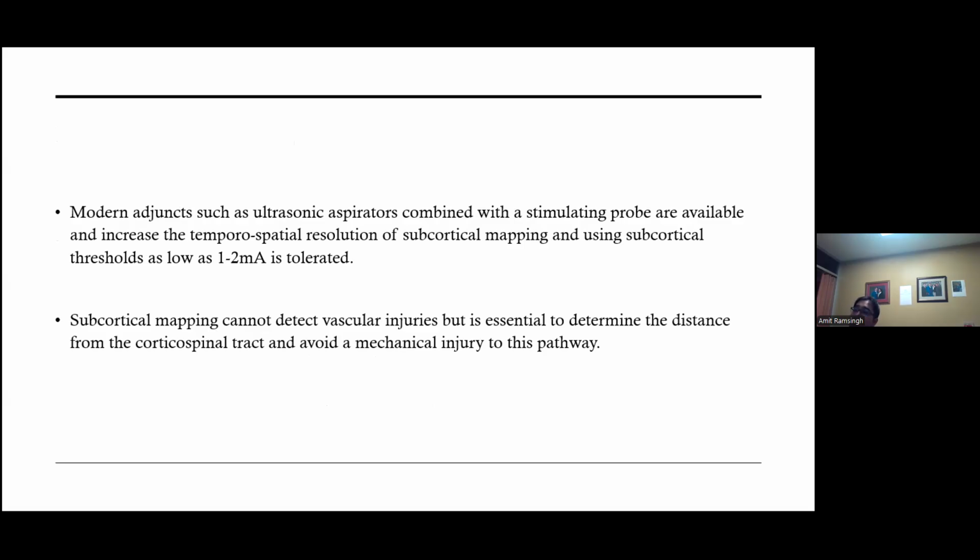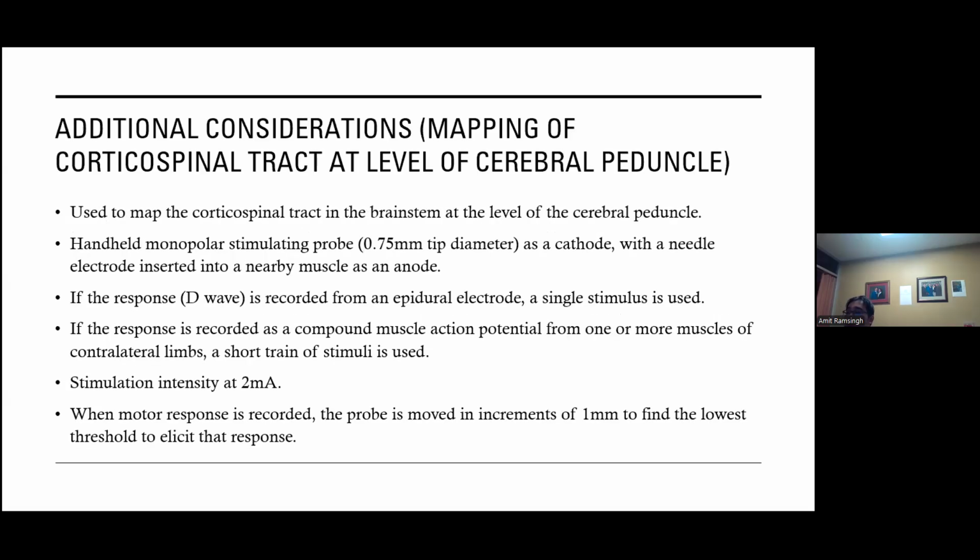We have the modern adjuncts such as the ultrasonic aspirators combined with a stimulating probe available, and they increase the temporal and spatial resolution of subcortical mapping using as low as 1 to 2 milliamps as tolerated. Subcortical mapping cannot detect vascular injuries, but it is essential in order to determine the distance from the corticospinal tract in order to avoid injury to this important pathway.